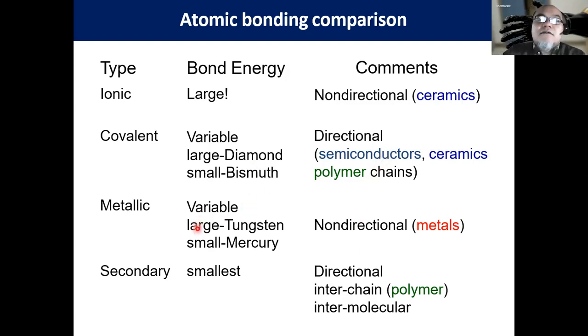Then the metallic bonding can be very small, like in mercury. That is why mercury, at room temperature, is usually in liquid state. In the past, mercury was usually used for thermometers as well as for sphygmomanometers, the device to measure blood pressure. Why? Because it is metallic.